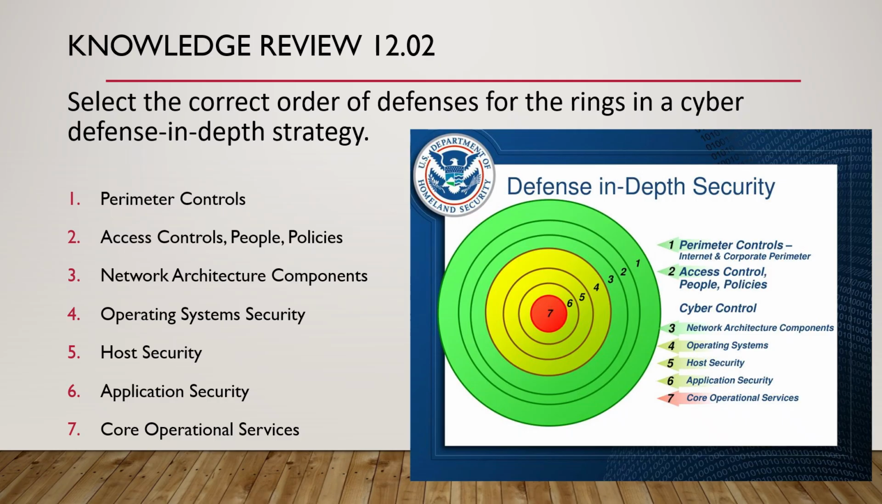The correct order, starting from the outermost ring first, is perimeter controls, access controls, people and policies, network architecture components, operating system security, host security, application security, and in the center, core operational services.